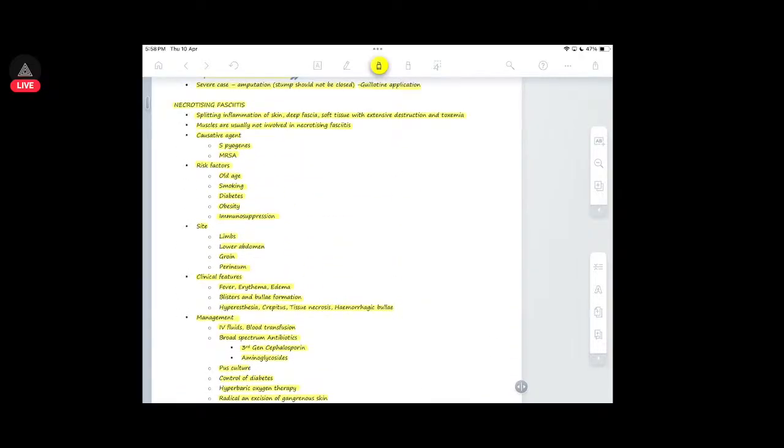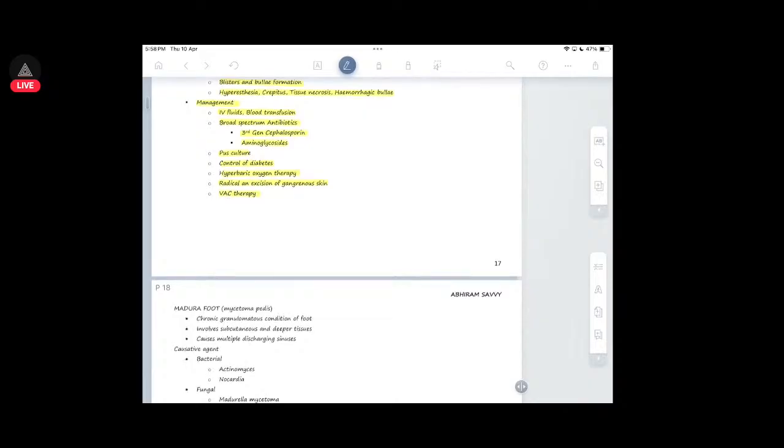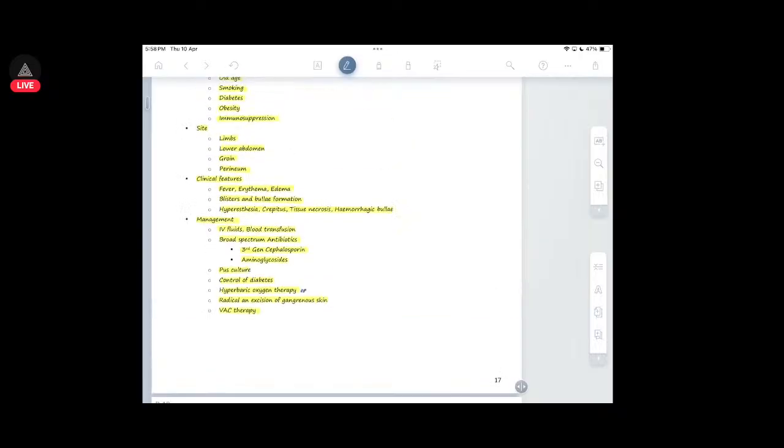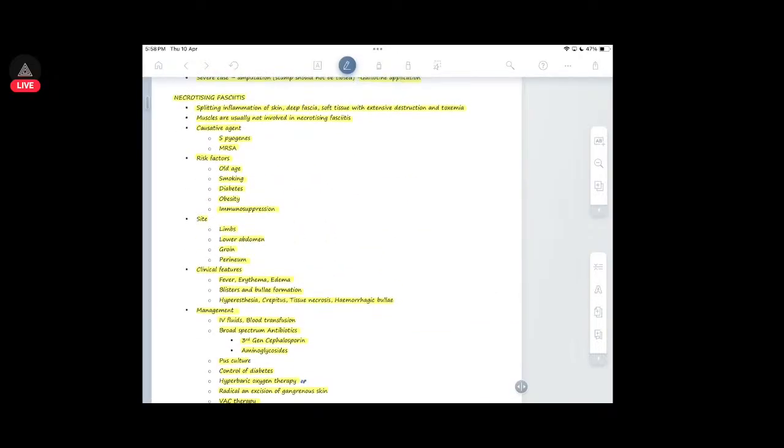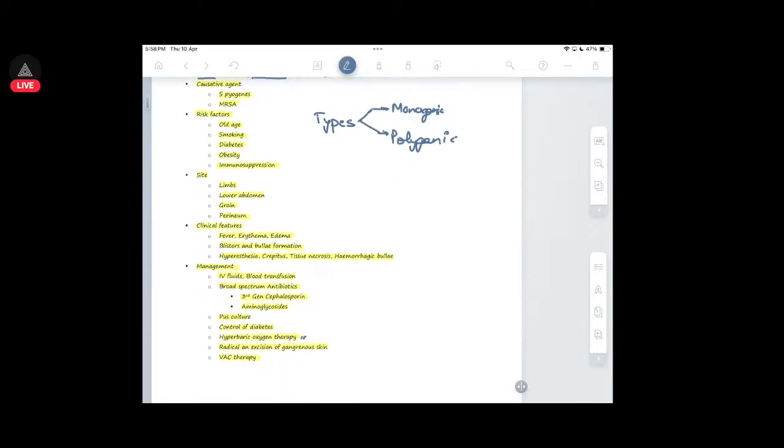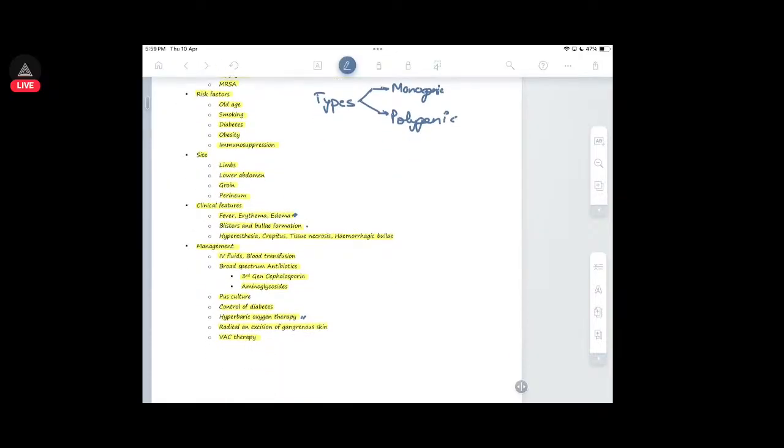So now, necrotizing fasciitis also has polymicrobial type of mode of infection. Hyperbaric oxygen is very much important. So muscles not involved. So there are also types, you have monomicrobial maybe, and polymicrobial. They are very important to mention. You have erythema, edema, fever, blisters, and bullae formation, hyperesthesia.